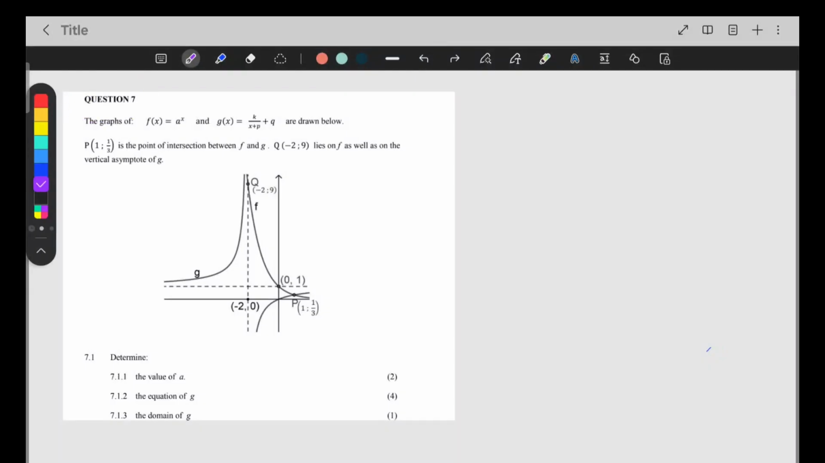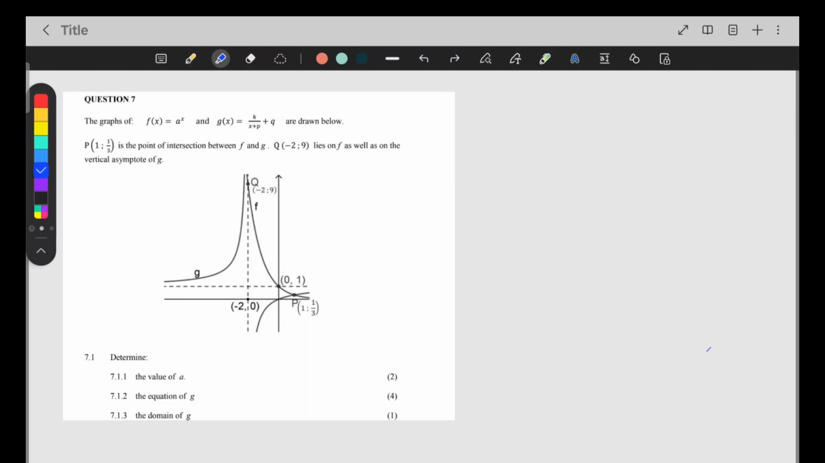Question 7. So question 7 says, the graph of f of x is a to the x. So that's an exponential graph. And g of x is k over x plus p plus q. So that is the hyperbola. P is 1 1/3. So there we see p. And the point of intersection between f and g is q. This is the point of intersection between f and g. Q lies on f. So q is on the exponential. And it's also on the vertical asymptote of g, which is the hyperbola.